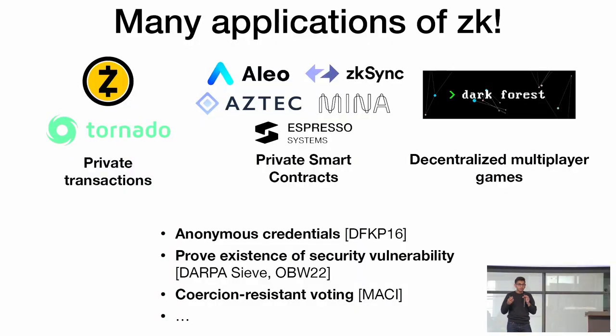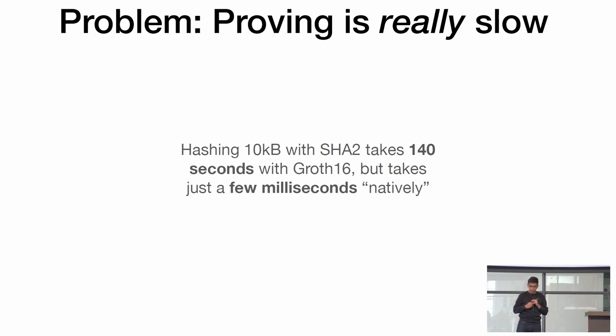But unfortunately, applying these SNARKs to these applications, you run into one bottleneck. And that's proving. We all know that proving is really, really slow. So if you're trying to prove, say, the hash of 10 kilobytes of data with SHA-2, then it's going to take over 2 minutes. But it just takes a couple of milliseconds, or maybe microseconds, on your computer.